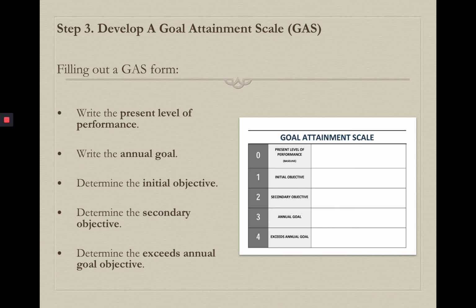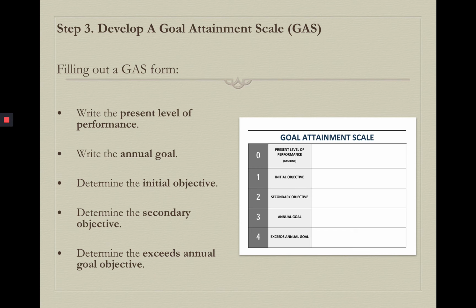Now let's talk about actually developing a goal attainment scale, right? So I'm going to include a PDF or a Word copy of this on our Canvas site, so you all have a copy of it. So as always, what you're going to do is identify the present level of performance. So this is the baseline, and you're actually going to write it in there, okay? And then the next thing you do is you write the annual objective. So what have you decided as an IEP team would be an appropriate criteria for that student to be working towards? Okay.